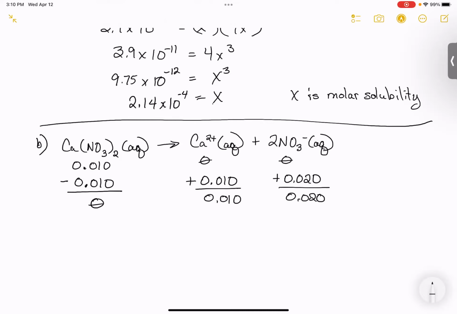Another way you're going to be able to tell what is and what is not soluble is if it is an insoluble salt, you will have a KSP. If I don't give you a KSP for that substance, it's soluble. That may help also.